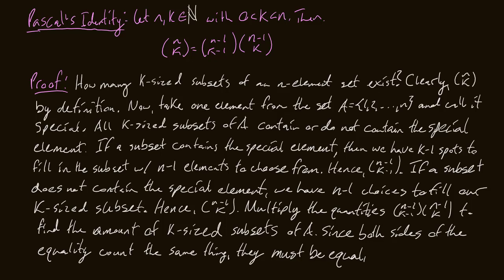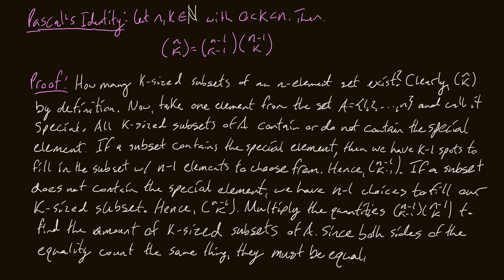Again, if you need time to process that and convince yourself, just pause the video, let it digest, right? Take some time with new proofs, digest the information. Okay, so now that you've digested that, we'll multiply these quantities, n minus 1 choose k minus 1, and n minus 1 choose k, and that will find the amount of k-sized subsets of A, right? That multiplying comes from just rules of counting, which we've gone over way in the past.